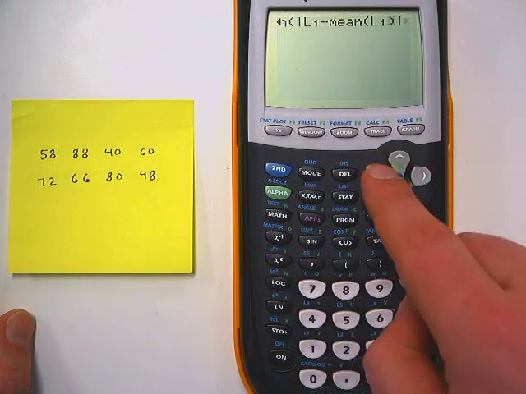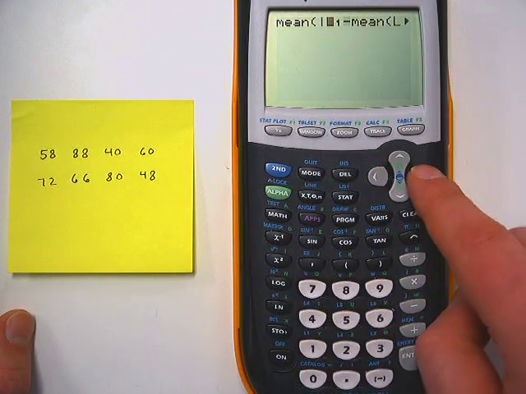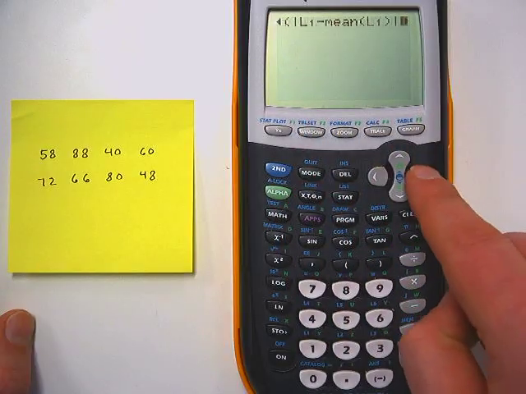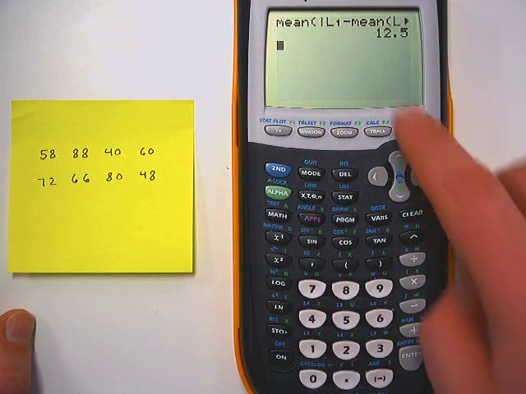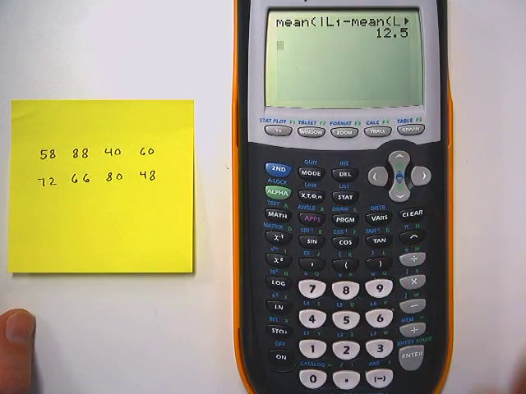Now we need to close the parentheses on that one because it's going to take the mean of that. We need to go outside of the absolute value sign and hit another parentheses, and when we hit enter, we get the mean absolute deviation of 12.5. So a little bit of a quicker way to do that, a lot less keystrokes and list making, so that might take some of that burden off of you.